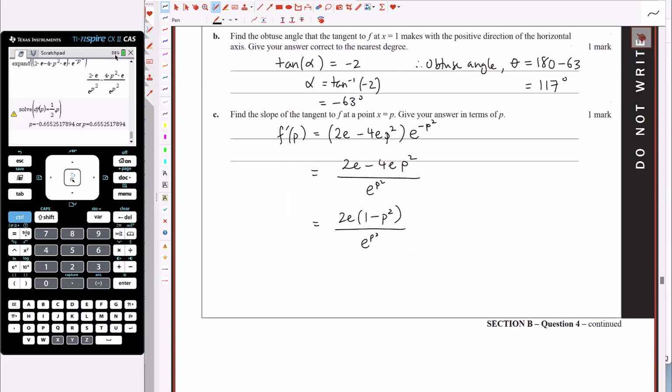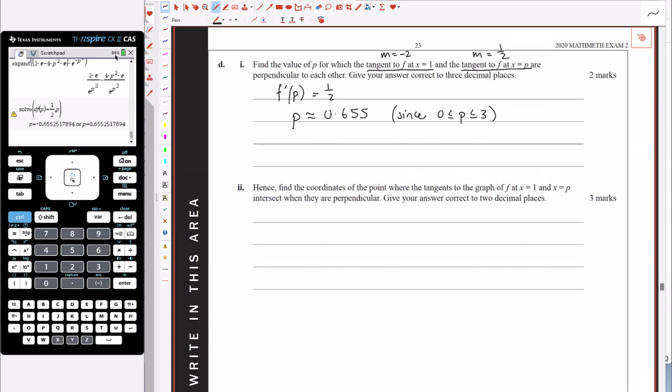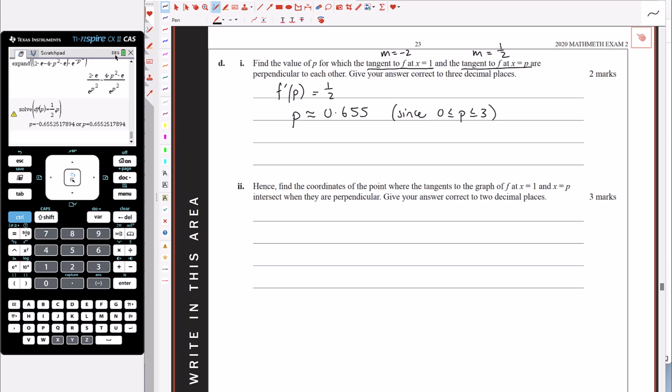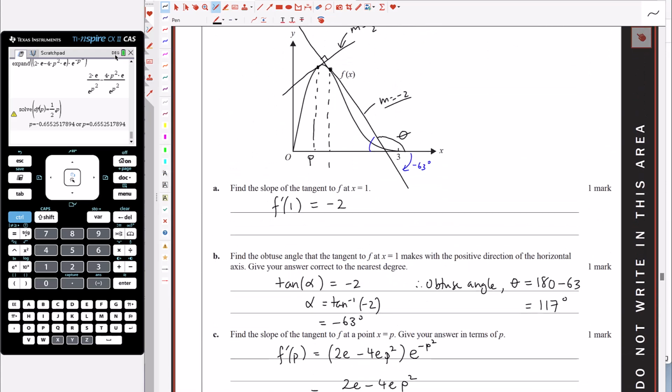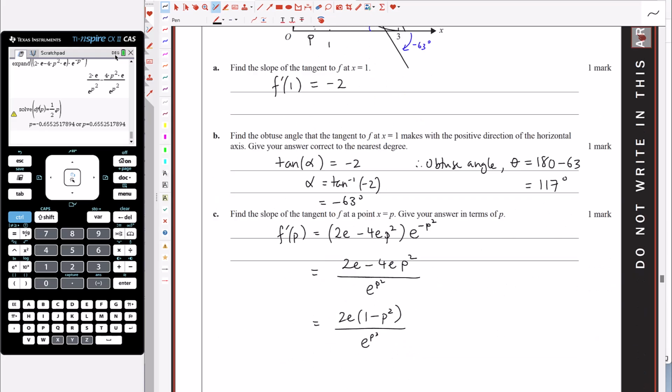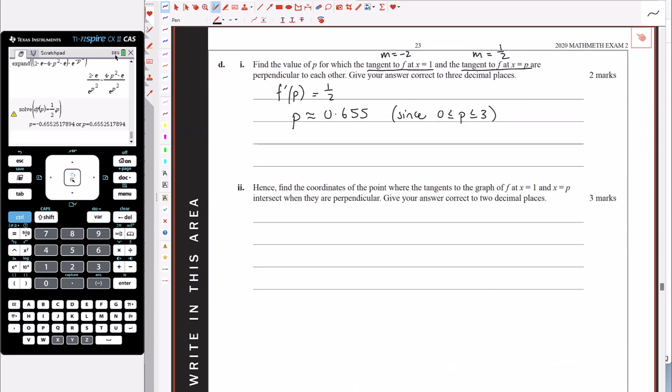Okay, and we now want to find, there's a lot of words here, but I don't think it's very complicated. Find the coordinates of the point where those 2 tangents that we've got drawn there intersect when they're perpendicular. So we just want to find the coordinates of this point of intersection, which means we're going to need to find the coordinates of those 2 tangents. It's not just going to be halfway between, because those gradients aren't symmetrical, so we'll need to find those 2 tangents.